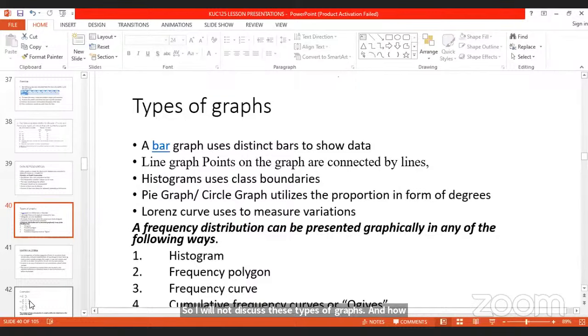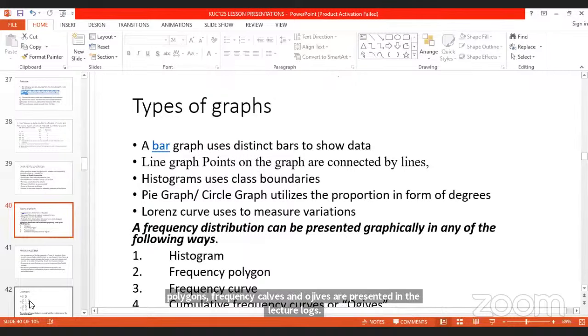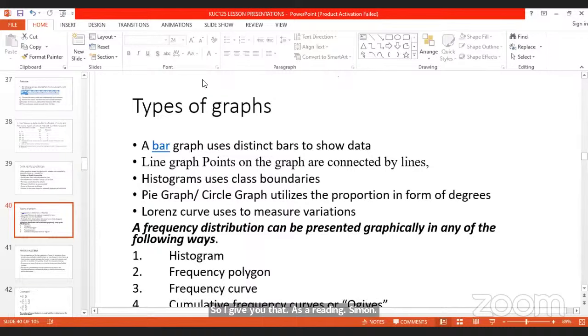Go to the LMS, read the notes that are presented there regarding these types of graphs, the bar graphs, line graphs, histograms, pie charts, and the Lorentz curves. All of them are there. Frequency polygons, frequency curves, and ogives are presented in the lecture notes. So I give you that as a reading assignment. To this end, therefore, we conclude our discussion.